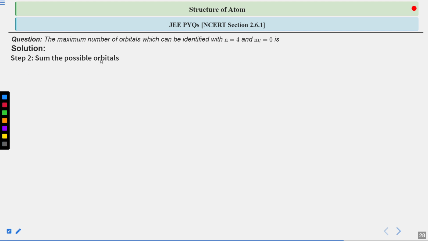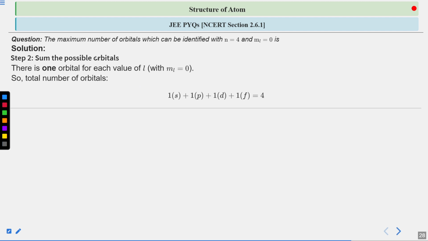Step 2 includes the sum of the possible orbitals simply. There is one orbital for each value of L, as I said, right? For each value of L, we have ml equals 0. So the total number of orbitals will be 1 from each value of L: 1 for s, 1 for p, 1 for d, 1 for f. Each has one orbital corresponding to ml equals 0. That means the total number of orbitals which can be identified with n equals 4 and ml equals 0 is 4. Hence our correct answer is 4.